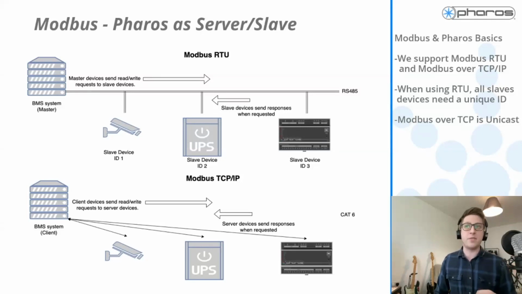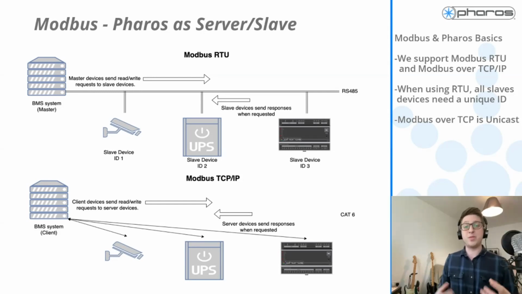With the RS-485 connection, you have a bus. So the BMS system will send out something like a read-write command. It'll have an ID attached to it. This is referred to as the slave ID. All of the devices on that bus will get the command. They will internally have a slave ID that's been assigned to them. They will check that ID against the command. If the ID is a match, then the command is for them. Otherwise, the command is not for them and is discarded by that device. With TCP, it's unicast, so the BMS system just speaks directly to the device that it needs to. In this case, Pharos being a server device and the BMS system being a client device.